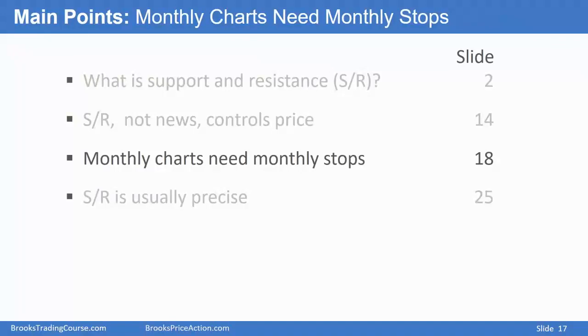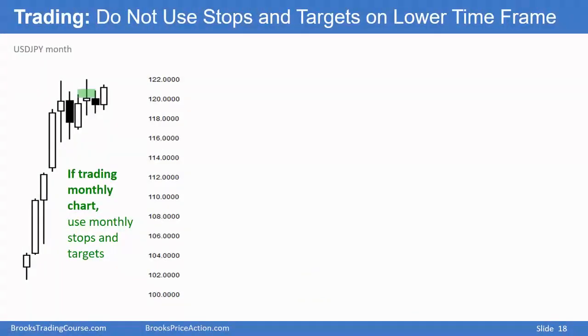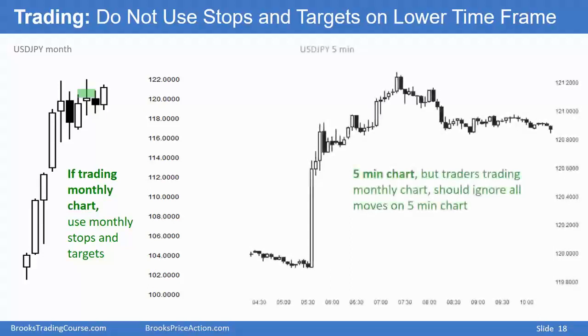Monthly charts, you need monthly stops. Stops based upon the monthly chart. If you're trading on the monthly chart, use stops based upon the monthly chart. Don't go looking at the daily chart or 5-minute chart for your stops. Here's the 5-minute chart. If you're trading that monthly chart and you happen to look at the 5-minute chart, ignore the moves on the 5-minute chart. Only pay attention to the monthly chart.